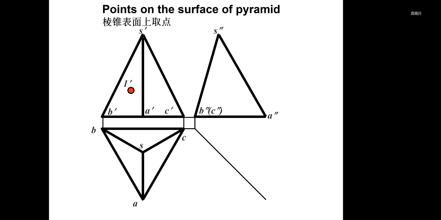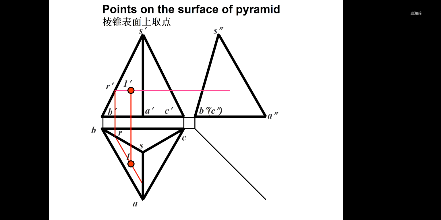So we talked about, if you find a point on a plane, how to get the other projection of the point: you should use the auxiliary line. So use the auxiliary line here. You can get it here, you just extend it here. We add an auxiliary plane.